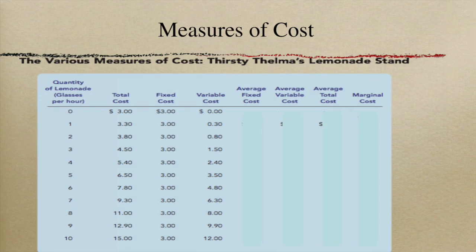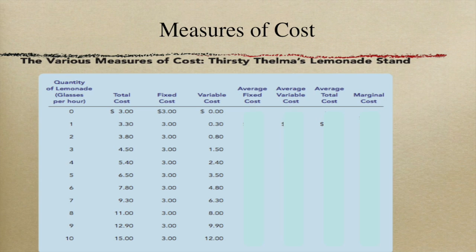So on a chart, what it's going to look like is this. My average fixed cost is going to be fixed cost divided by quantity. Each of these is going to begin with an empty set. So here, $3 over 1 is $3. $3 over 2 is $1.50. Here, $3 over 3 is $1. Here, $3 over 4. You guys get the idea. You can fill in the rest of the way.